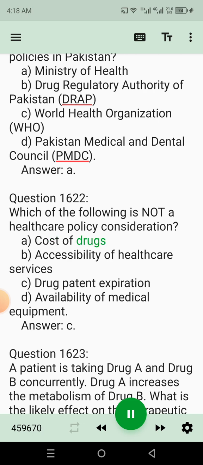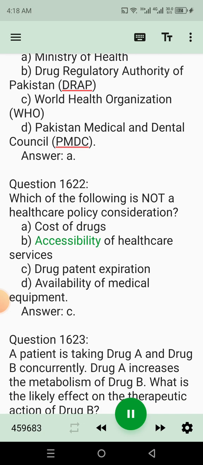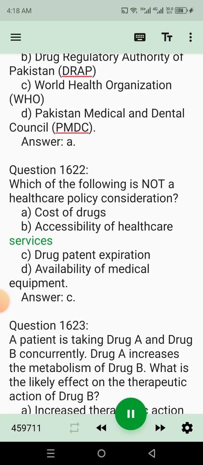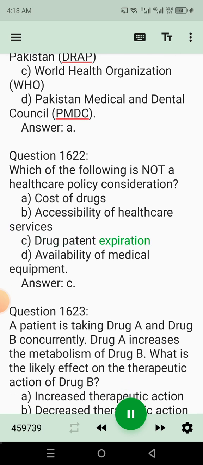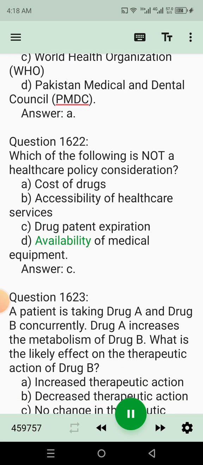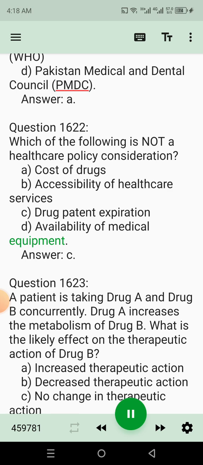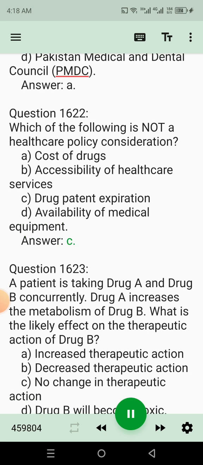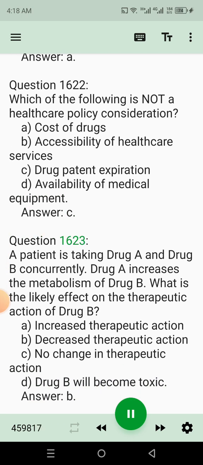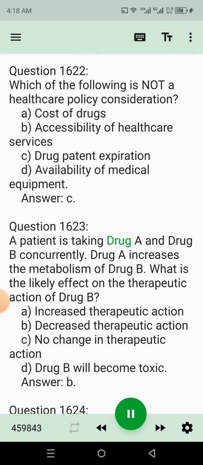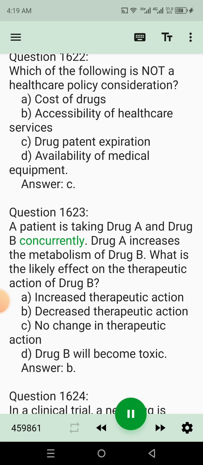Question 1622. Which of the following is not a healthcare policy consideration? A. Cost of drugs. B. Accessibility of healthcare services. C. Drug patent expiration. D. Availability of medical equipment. Answer: C.